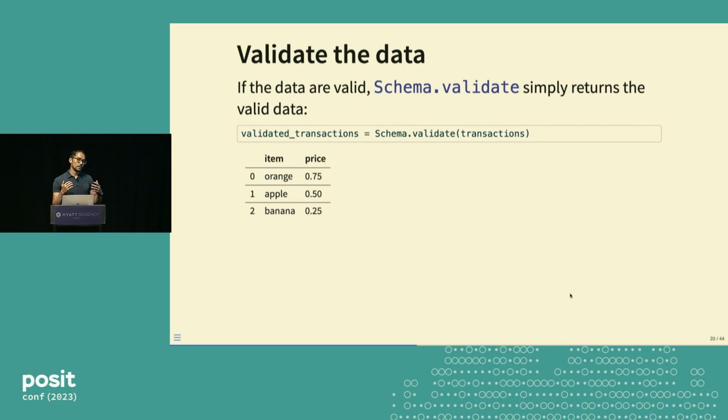So now that we've defined our schema, we can just call schema.validate. And if the data you pass into validate is valid, then it simply returns the valid data. So it applies a bunch of those checks, and if it's okay, you get your data and you can continue whatever you're doing with that data.